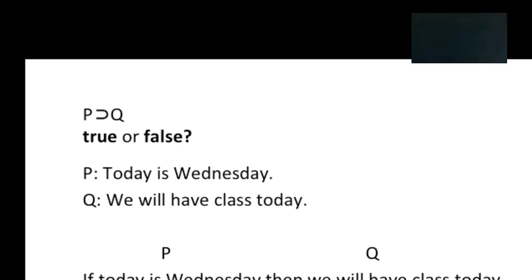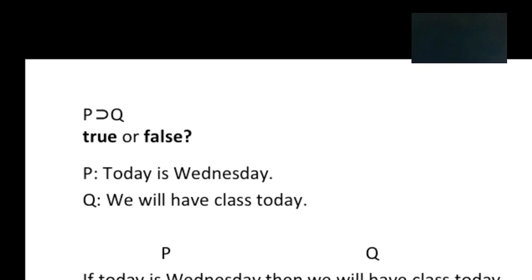It's the P implies Q, or if P, then Q. Suppose I say today is Wednesday is P, and we will have class today is Q, and I tell you, if today is Wednesday, then we will have class today. All right, how does the truth of this if statement depend on the truth of the underlying P and Q individually? Here's what I want to point out to you.